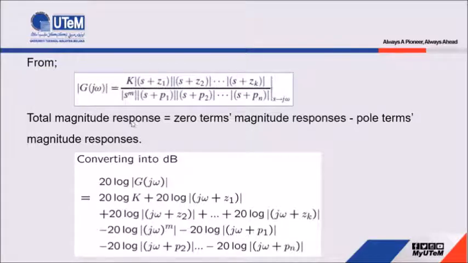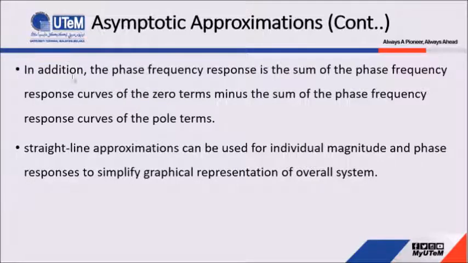For this part, we just minus 20 log |jω|^m, and the magnitude for this one, minus the magnitude for this one, minus the magnitude for this one, till n. Next, the total phase frequency response is the sum of the phase frequency response curves of the zero terms minus the sum of the phase frequency response curves of the pole terms.